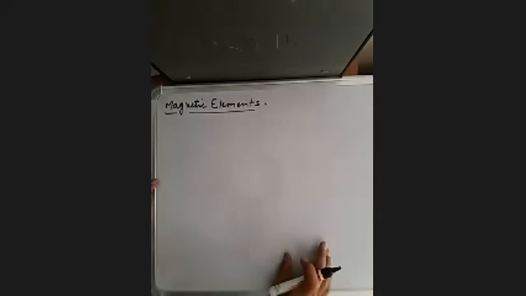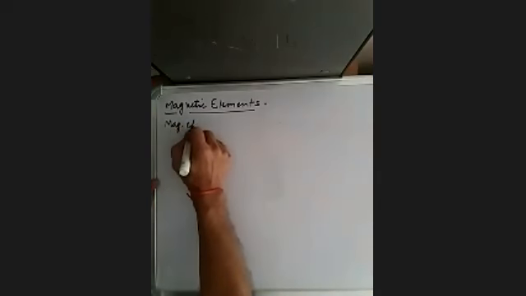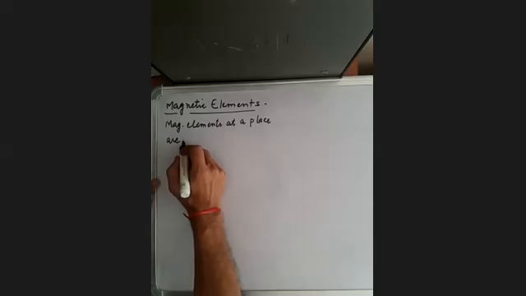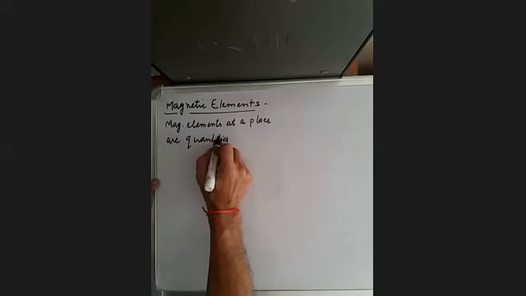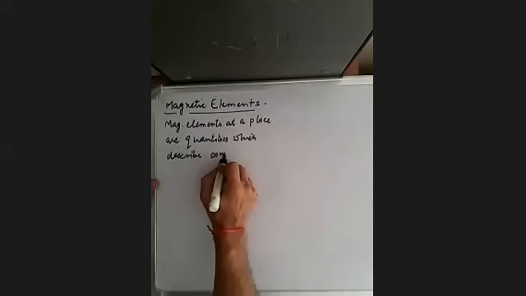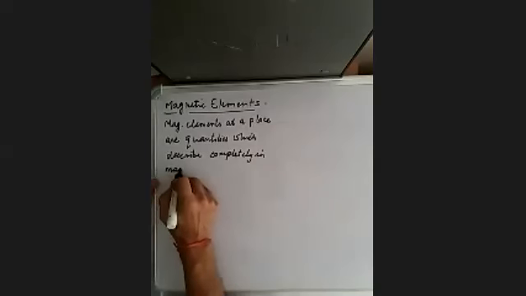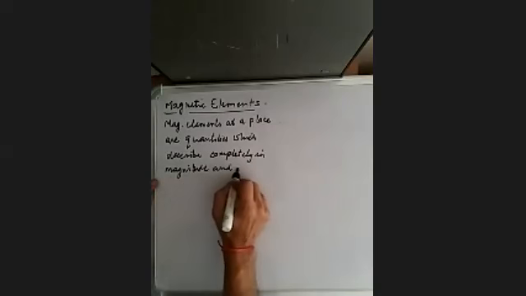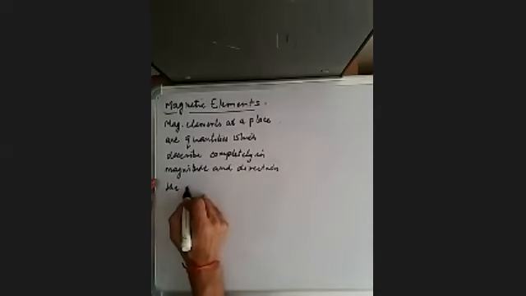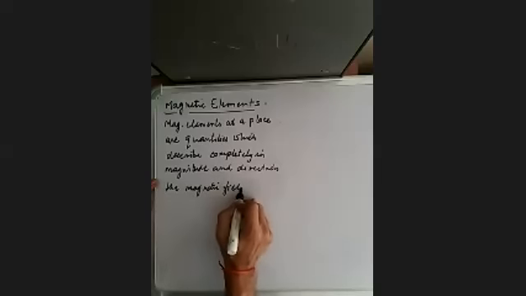Magnetic elements at any place are the quantities which describe completely, in magnitude as well as direction, the magnetic field of Earth at that place.